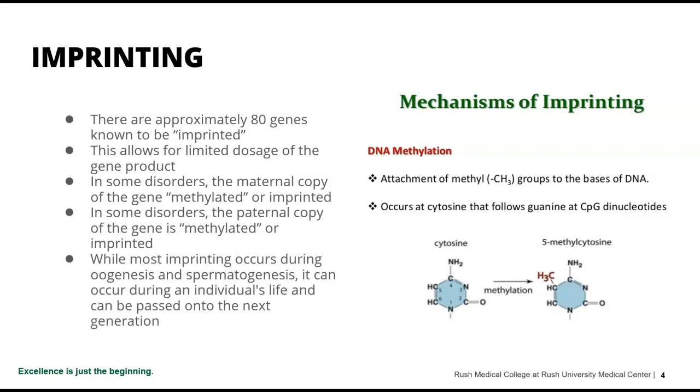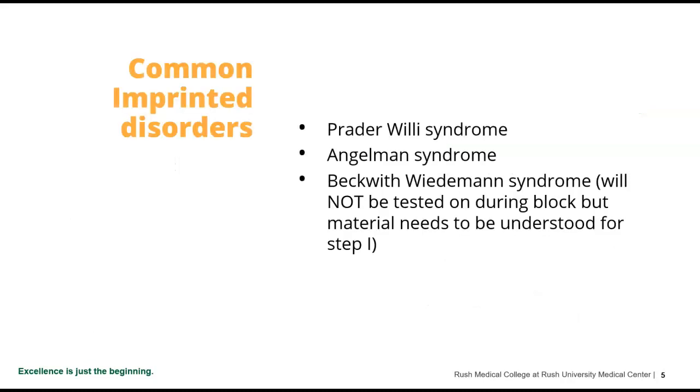While most imprinting occurs during oogenesis and spermatogenesis, we're again realizing that during an individual's life, this can occur and sometimes can even be passed on to the next generation. I'm not going to be going into all those details, but I'm just giving you a taste of what things might change as you practice medicine. Obesity is thought to be one of these types of genes, although we don't really understand obesity genes very well at this point.